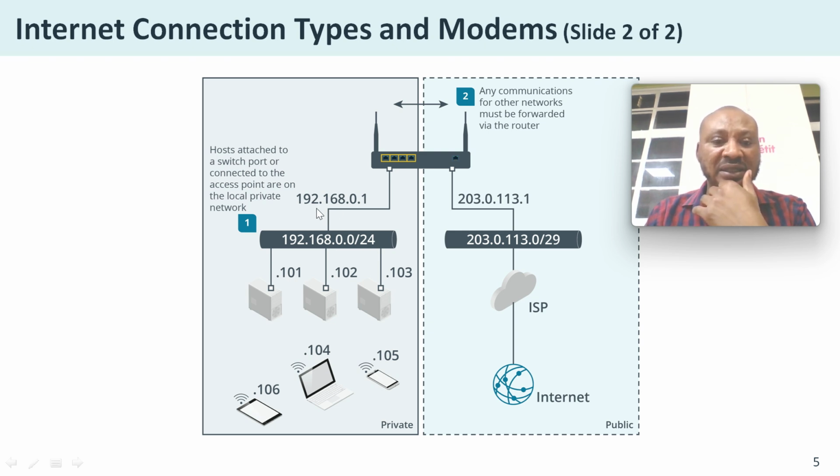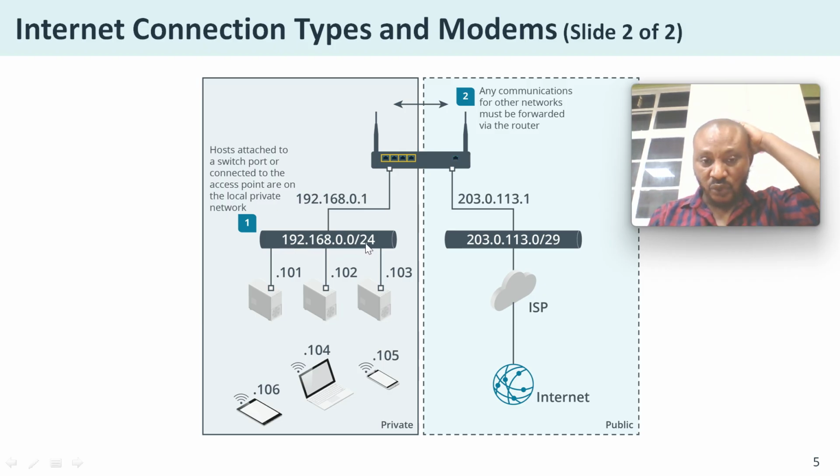And compared to this one, say 192.168.0.1. This one is saying 192.168.0.0/24. So this slash 24 here is just telling you about the number of bits that are on.